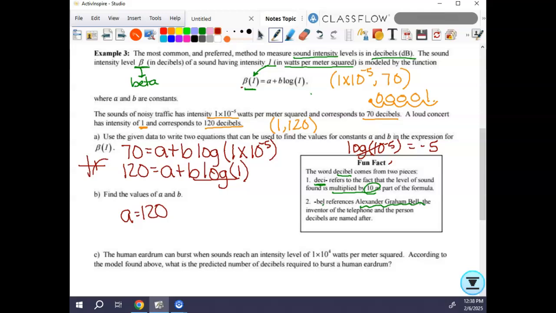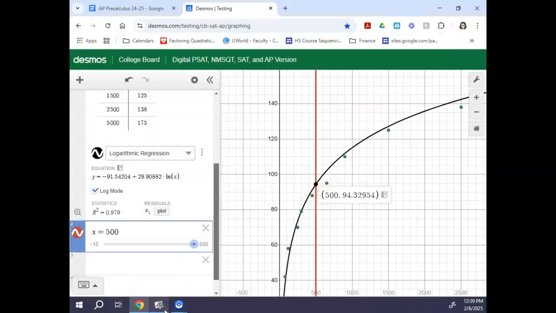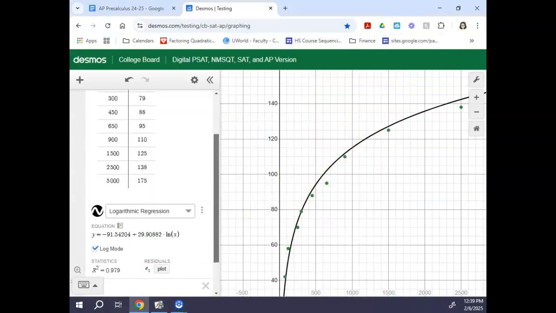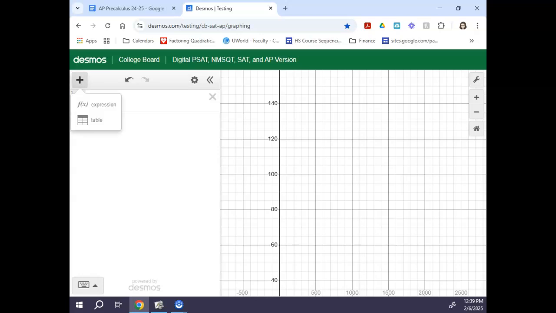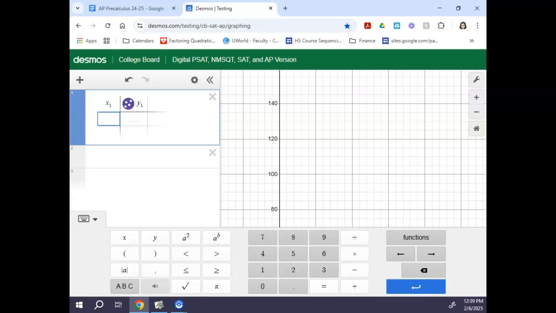So I could totally do this one by hand very easily, but it is a calculator question. Let's go ahead and do it on the calculator so we can look at a few things as well. So let's go back over here and start anew. I'm using my ordered pairs. Here's where you could put 1 times 10 to the -5th, but I'm just going to do 10 to the -5th and 1, and then 70 and 120.